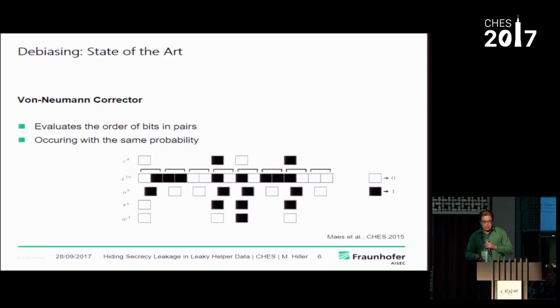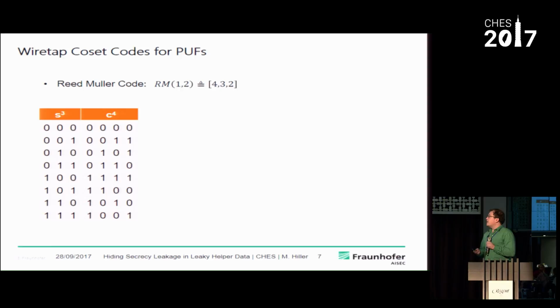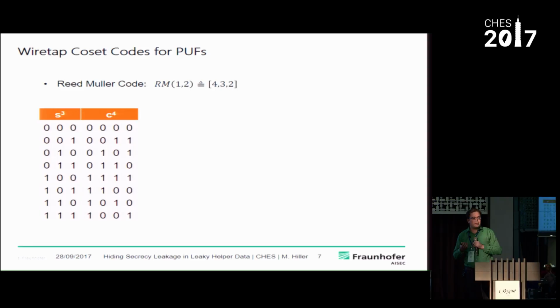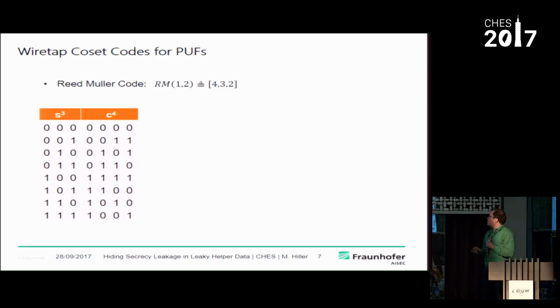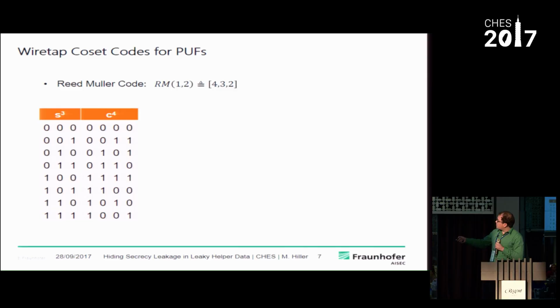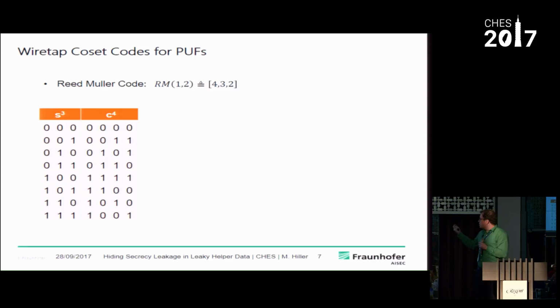So one way to go is not trying to de-bias the puff response. We chose to do coding instead, leave the puff response the way it is, and try to fix things on the coding side. For this example, we'll use a repetition-style parity check code. We have the three information bits and then check whether odd parity is true or not. So if we just have a single one, it's 1. Another one, it's 1. If we have two ones, it's 0 again, and so on. That's the way the redundancy is computed here.